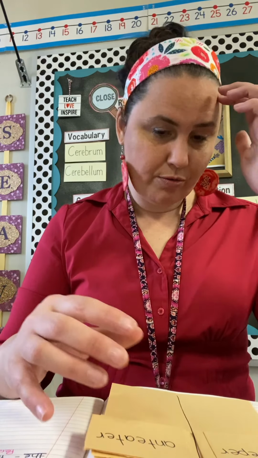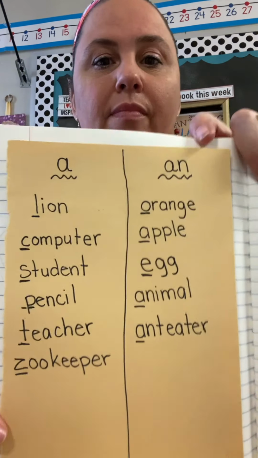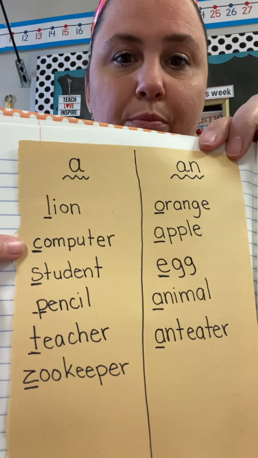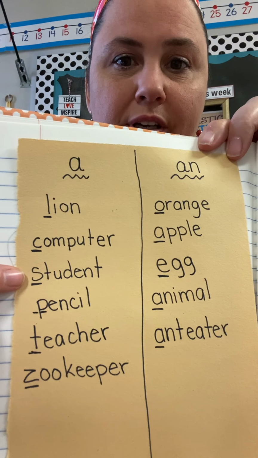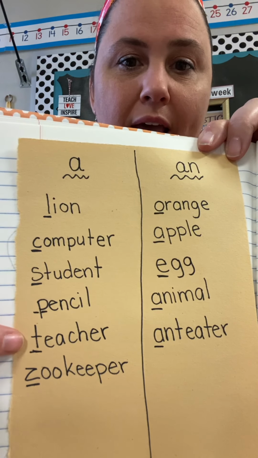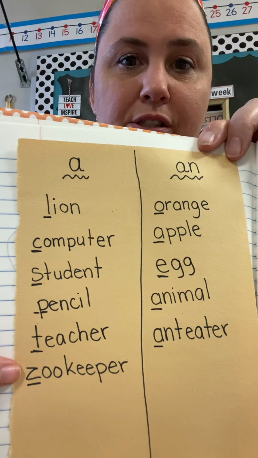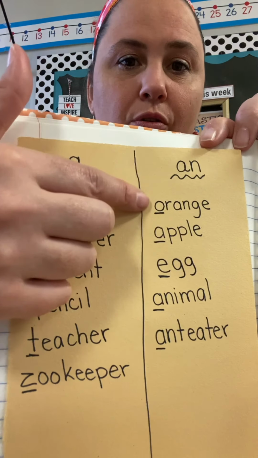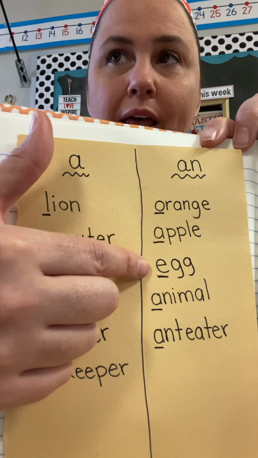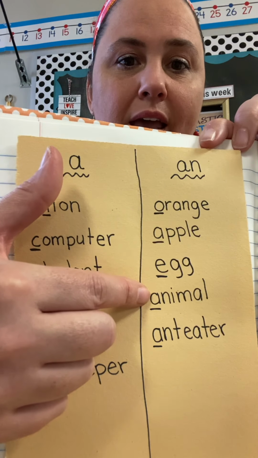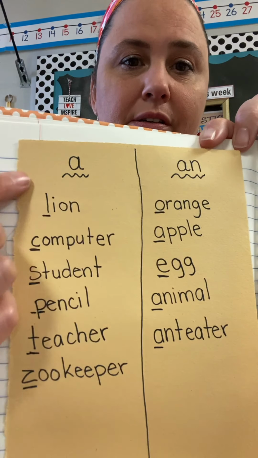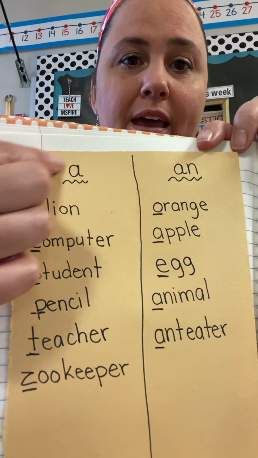All right, go ahead and check your work and let's see. All right, so here we go. Let's check our work. A lion, a computer, a student, a pencil, a teacher, a zookeeper, an orange, an apple, an egg, an animal, an anteater. So here we know the difference between a and an.